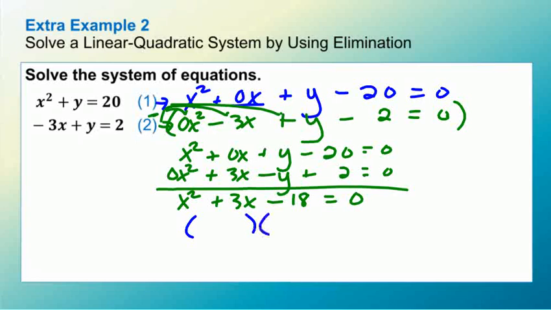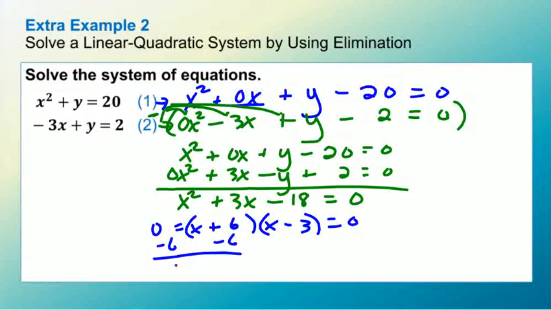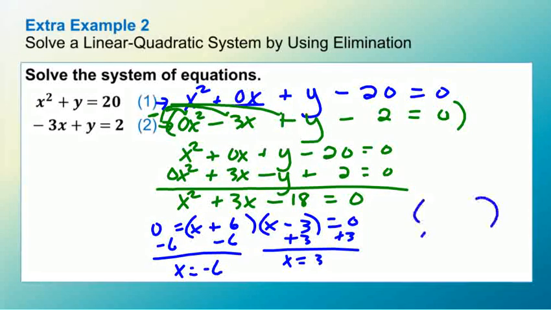Now I can factor this, make each binomial equal to 0. So what do I multiply to get negative 18, but add them together gives me 3? This would be a positive 6 and a negative 3. Subtract 6 on both sides, and x could equal negative 6. Add 3 here, and x would equal positive 3. So my ordered pairs, the x's, would be negative 6 and a positive 3.